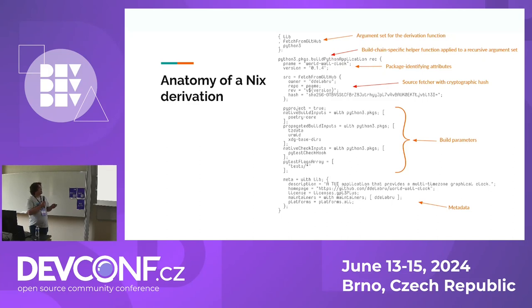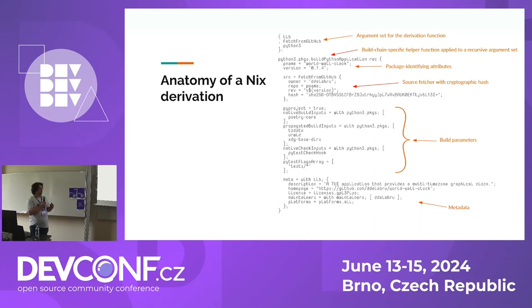We've got these arguments up here that are just the package name and version. Then we've got a source fetcher. This one is specific for GitHub, but there are others for other Git repositories, and even for tarballs or zip files. And you might notice that it includes a cryptographic hash. This is going to be required for anything in Nix packages.